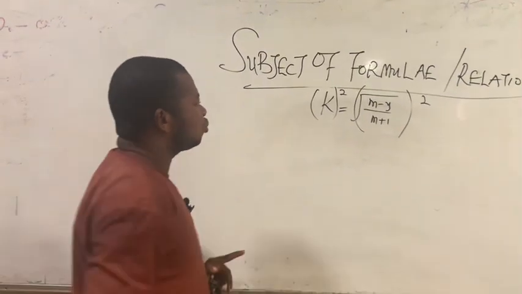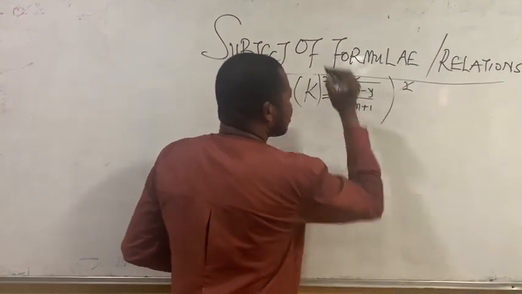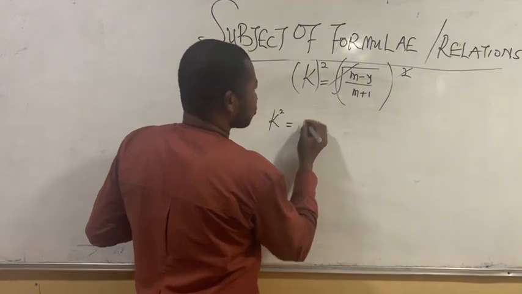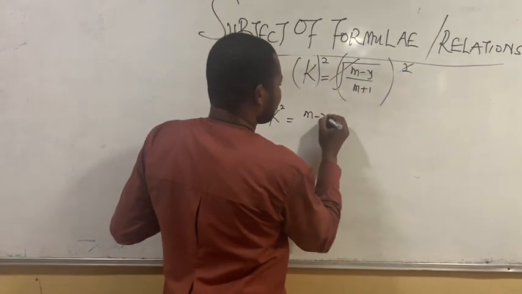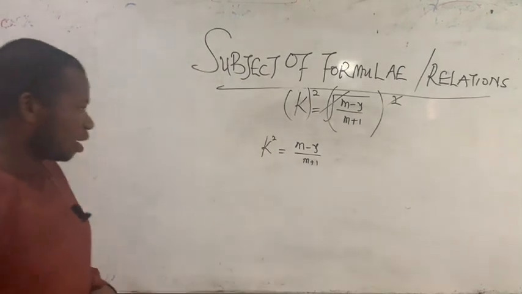We are taking the square of both sides of the equation. Mind you, square is the opposite of square root. So this square cancels out the square root. We are left with what? K squared is equal to m minus y all over m plus 1.